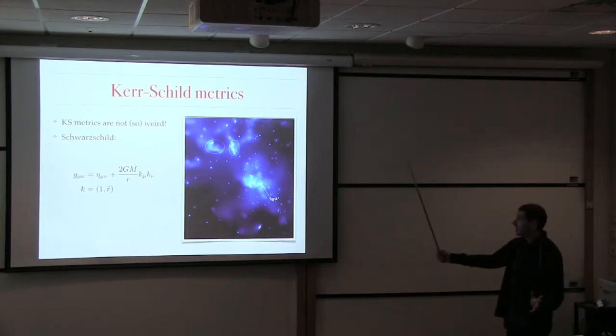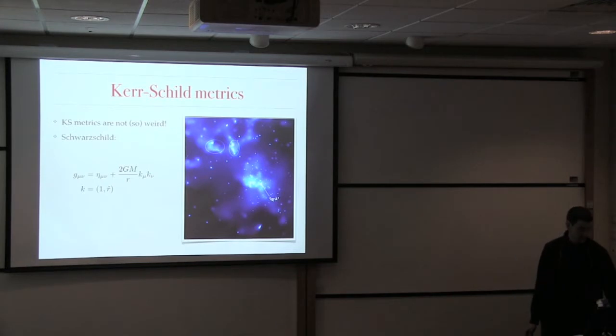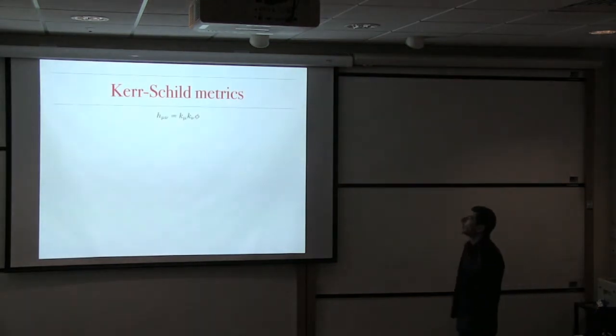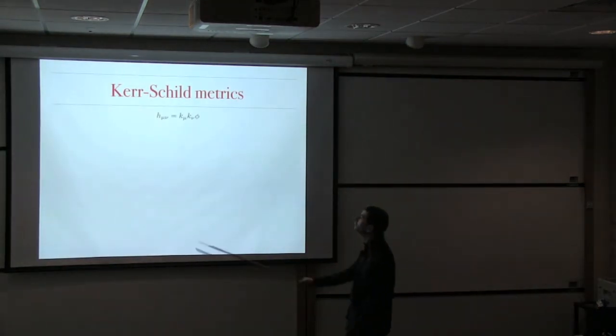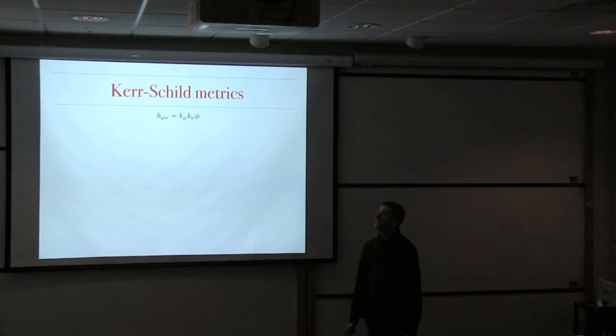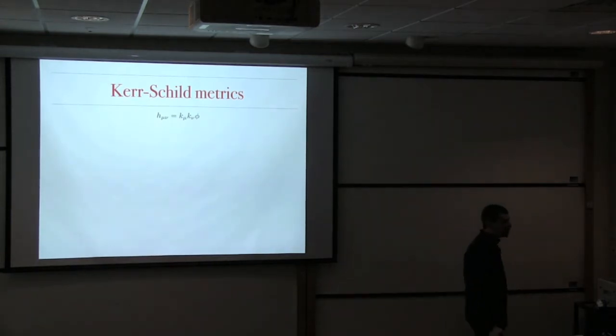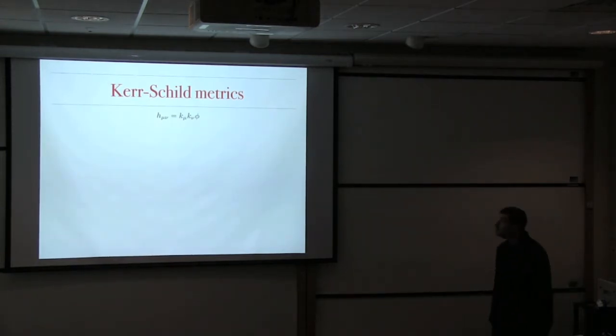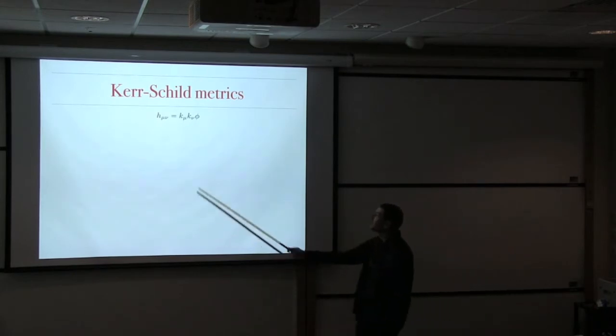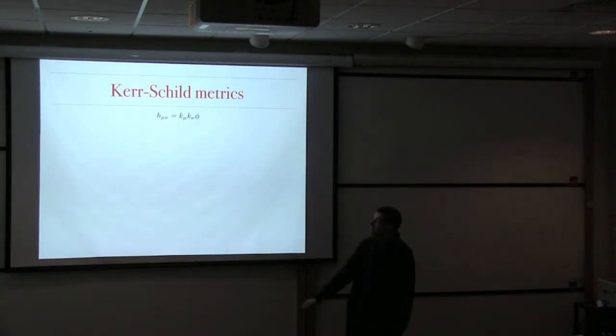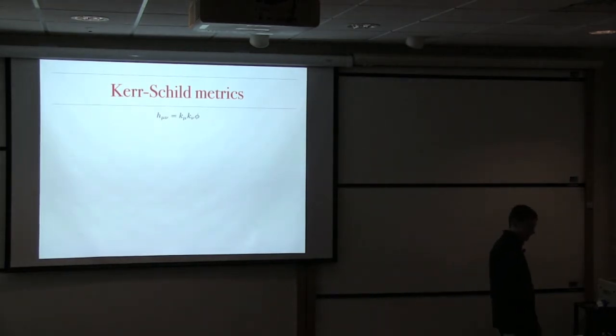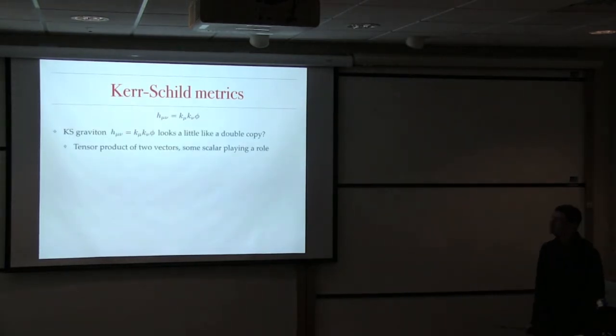These Kerr-Schild metrics, there's a lot of them. It's an interesting class. They are special, they're algebraically special. Okay, well, so here's this graviton. Now, if you think about the context of the earlier part of my talk, you might think, Colin, well, that's interesting, right? I mean, it's a scalar field times the outer product of two vectors. Looks a little like a double copy.